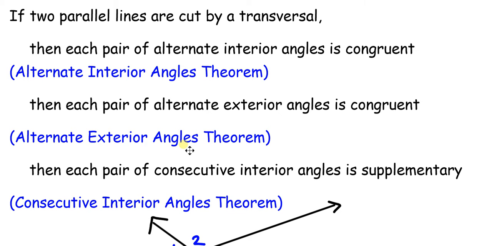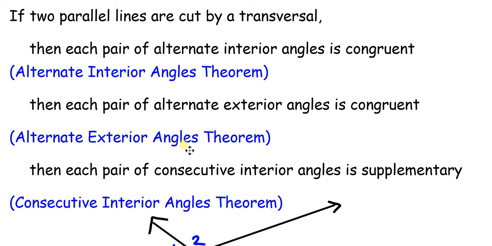There are 3 other theorems that can and will be proven. If 2 parallel lines are cut by a transversal, then the alternate interior angles theorem says each pair of alternate interior angles is congruent. The alternate exterior angles theorem says each pair of alternate exterior angles is congruent. And the consecutive interior angles theorem says that each pair of consecutive interior angles is supplementary, not congruent.